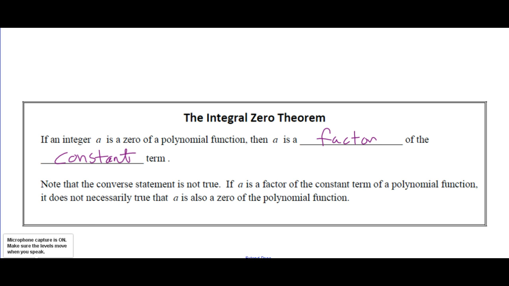Note, the converse statement is not true. Just because a is a factor of the constant term, it doesn't mean that it's a 0. Okay? So it works one way. If it's a 0, then it must be a factor of the constant term. Okay. One-way street, not an if and only if, right? Just because it goes into the constant term doesn't mean it is a 0.